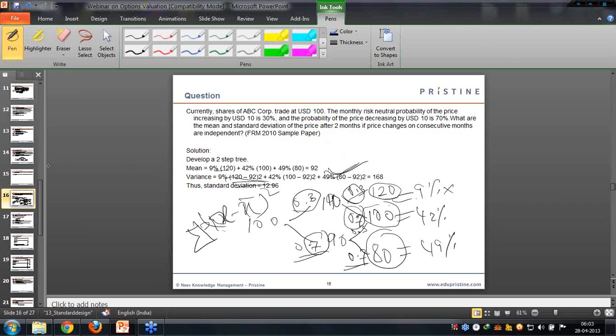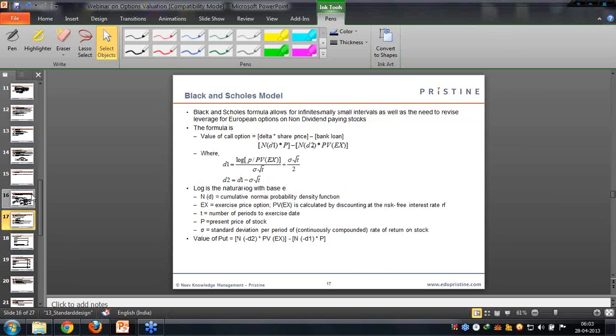The calculations are simple here. You can go through them. I'll send you the PPT after the webinar. You can go through these questions. You can go through the PPT again. So for now, I'm moving on to the next method, which is the Black-Scholes method.